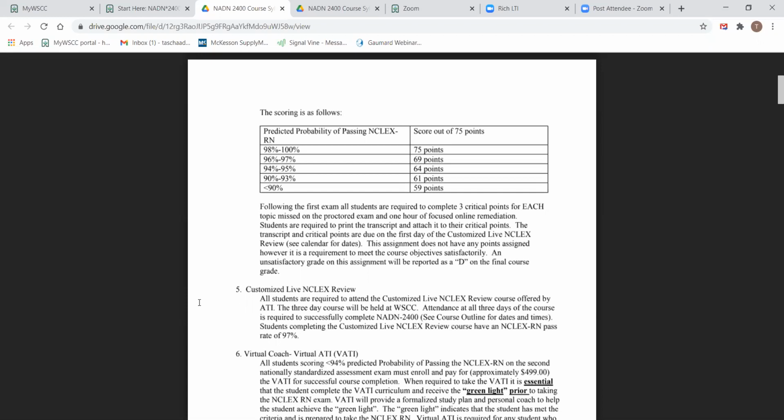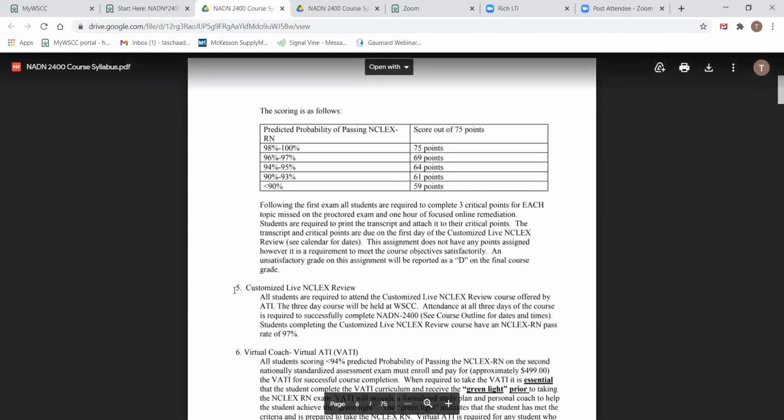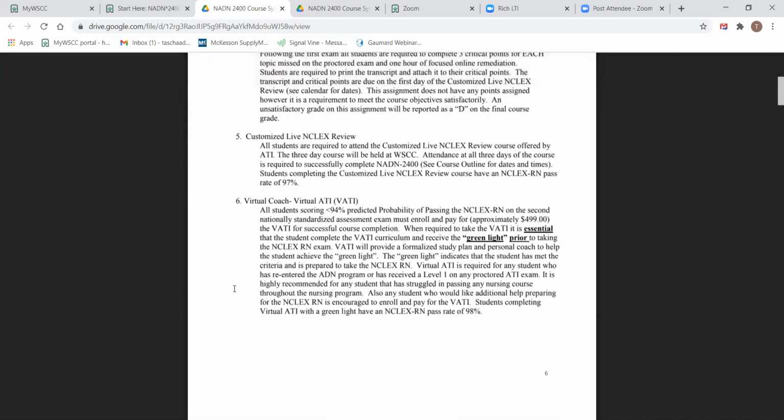The assignment does not have any points assigned to it. It is a requirement for the course to be satisfactory, and you know the unsatisfactory grades are reported as a D in the final course grade. So not something we want. We just want to make sure that we are moving you forward for success. That is the goal for us and for you. Our goal for you is success.